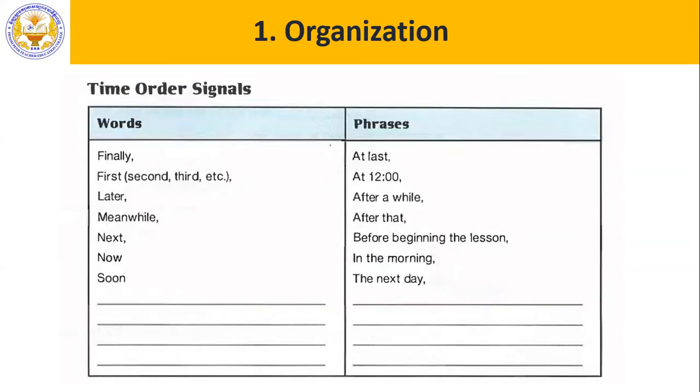These are the time order signals that we use a lot when we write a narrative paragraph. Actually, we have more. You can search on Google or on the internet for more time order signals. We have words like finally, first, second, third, etc. Later, meanwhile, next, now, soon. Phrases: at last, at 12, after a while, after that, before beginning the lesson, in the morning, the next day. So we have more. You can write down more about time order signals in your book.